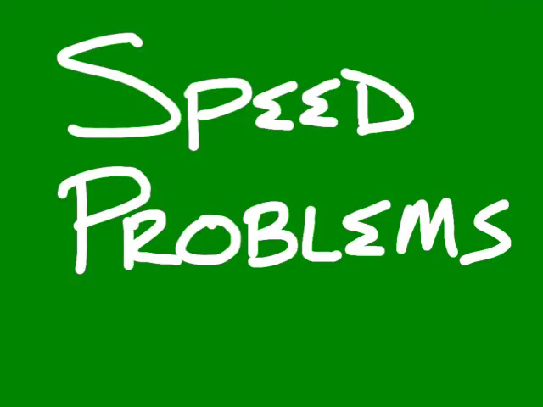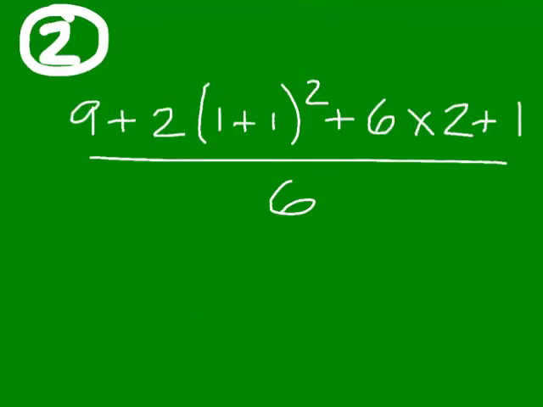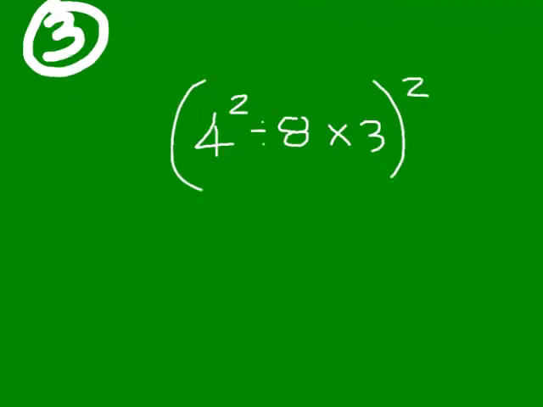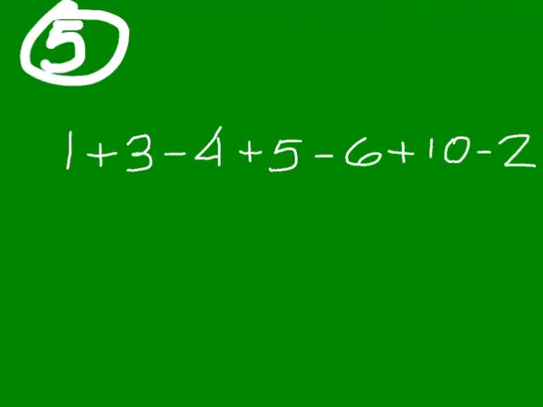Speed problems. Here we go. Speed problems will be for the first 6. Number 1. Answer is 2. Number 2. Answer is 5. Answer is 36. Answer is 25. Answer is 7.